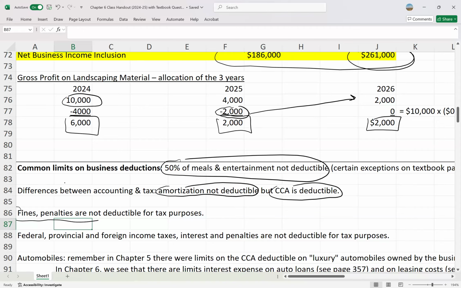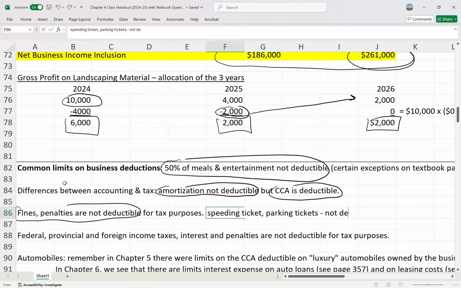Fines and penalties are not deductible for tax purposes. So what they mean by that is, let's say that you were delivering some merchandise to a customer, as part of your business activities. And when you were delivering the merchandise, you got a speeding ticket or a parking ticket. Speeding ticket, parking ticket, fines and penalties, once again, not deductible for tax purposes.